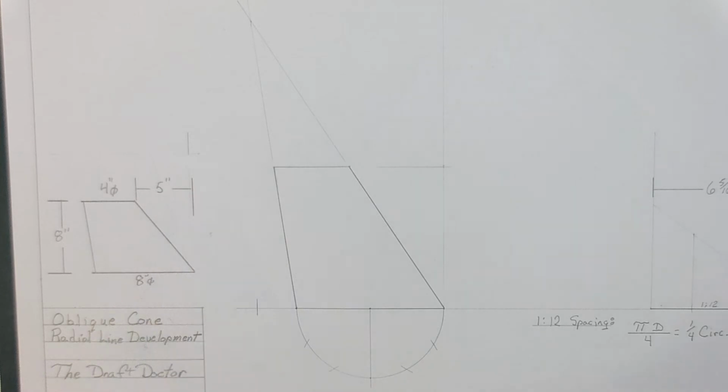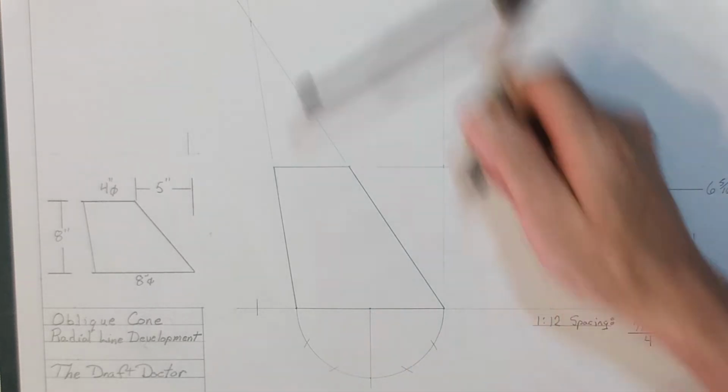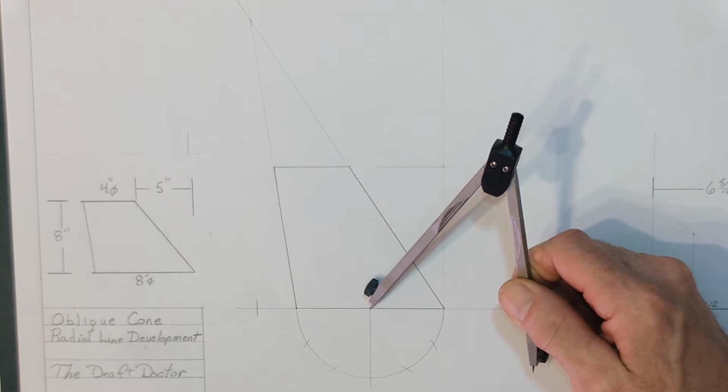Now what makes this cone oblique and makes it different from a centered cone is the fact that the center line is not 90 degrees to the baseline.